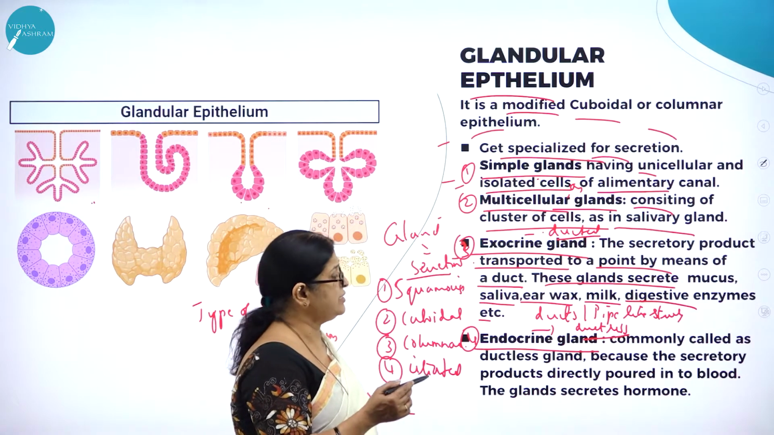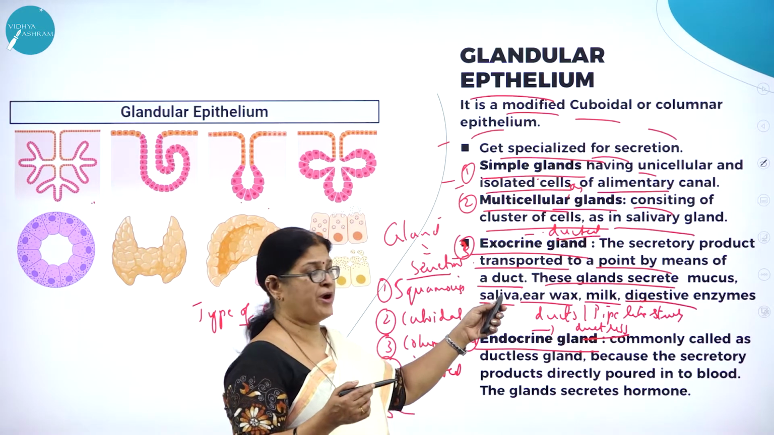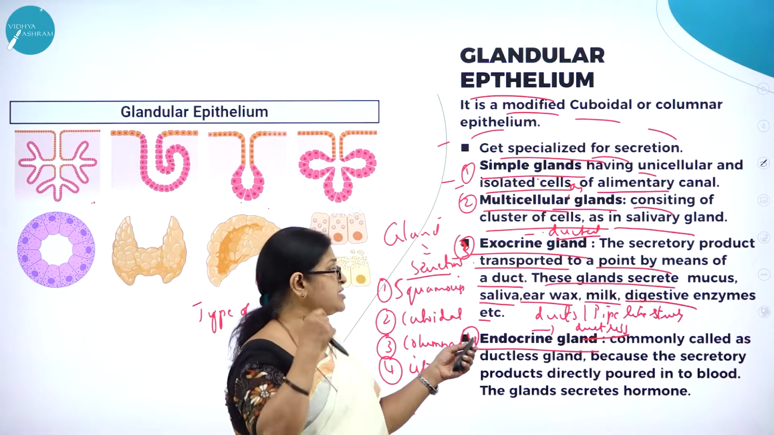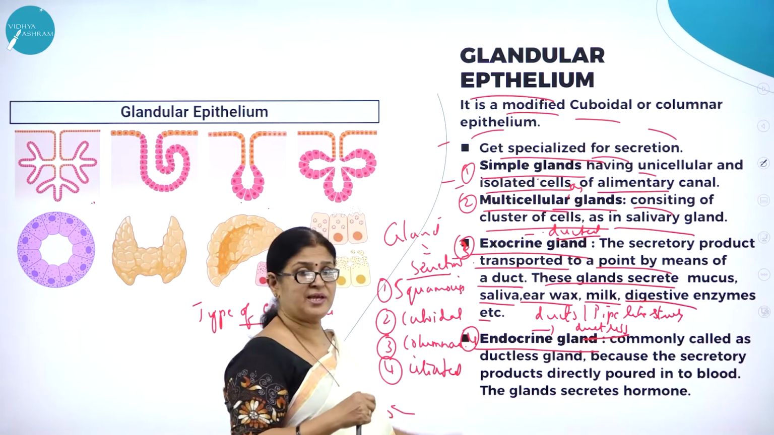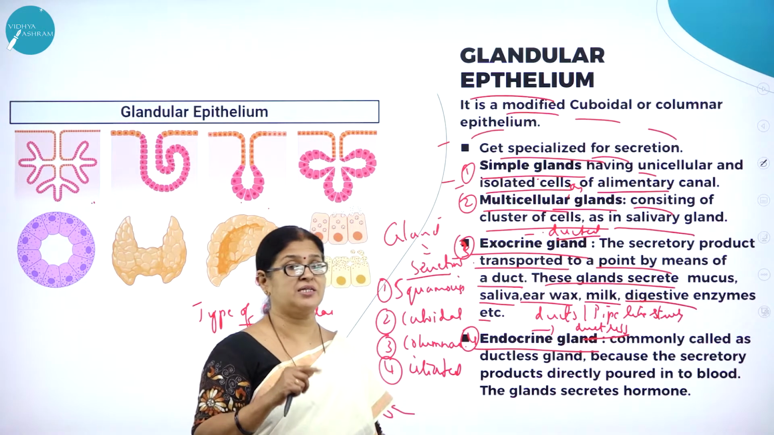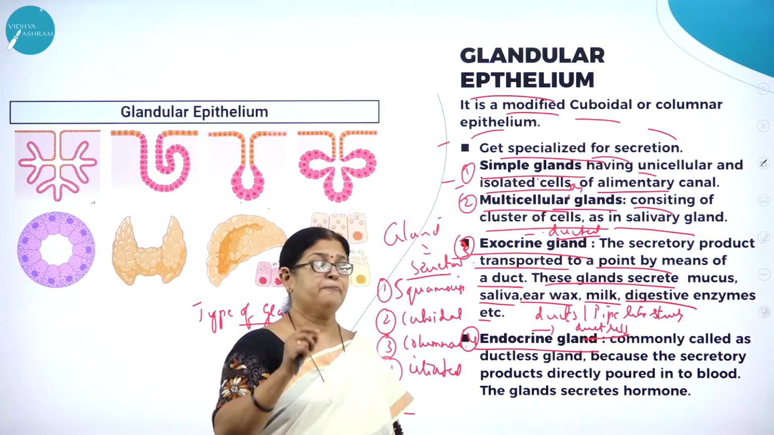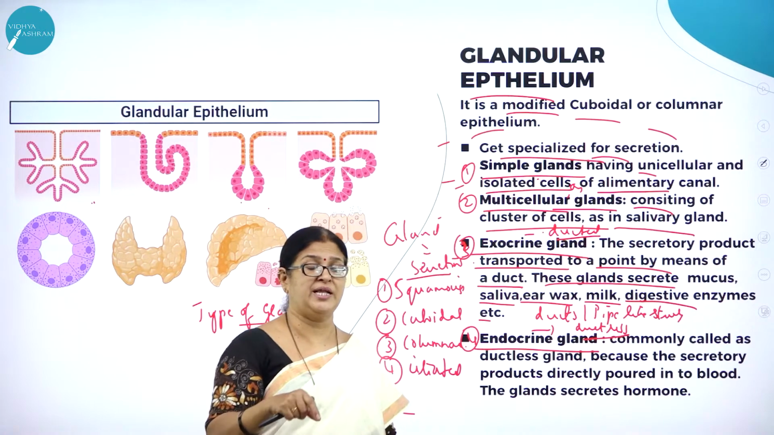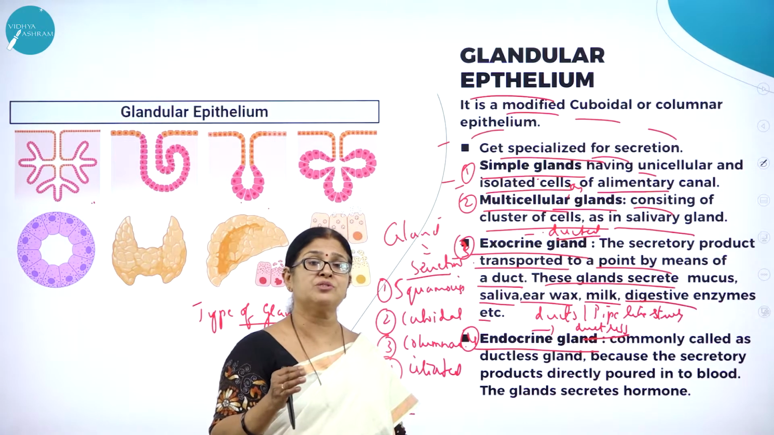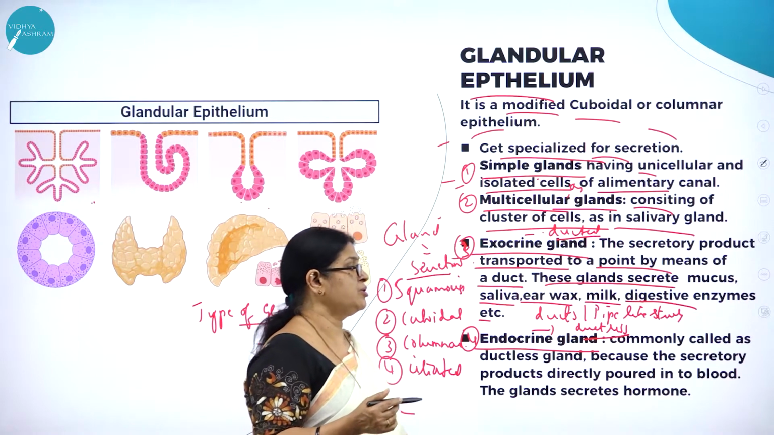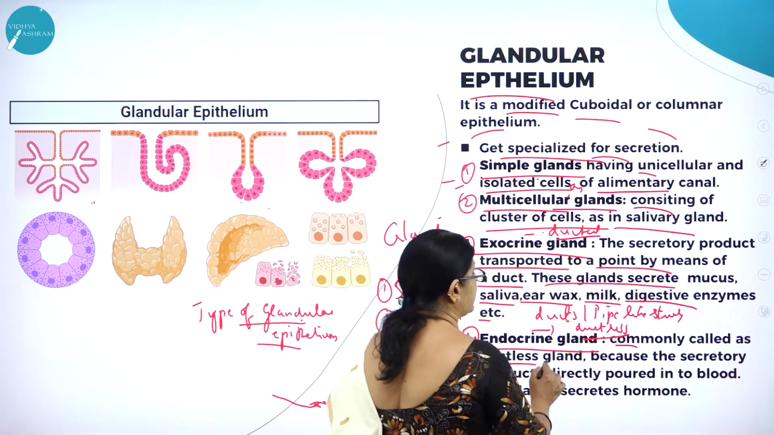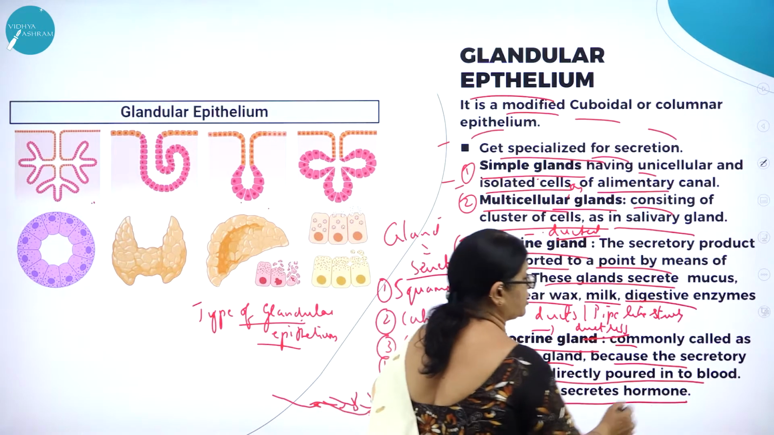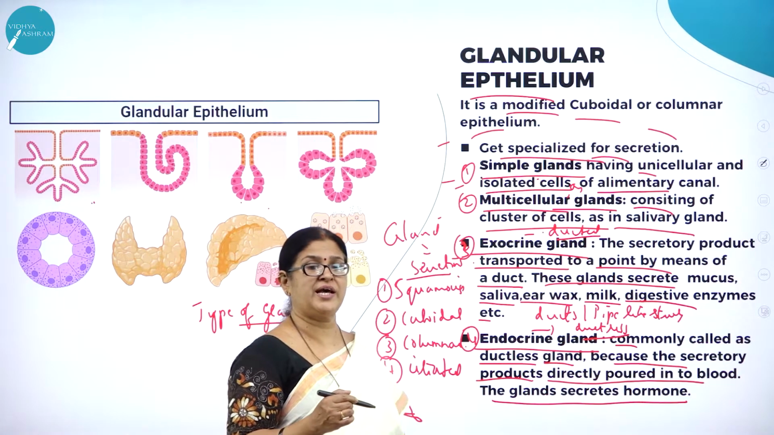So in exocrine glands, the secretions are transported to a point by means of a duct, and these glands secrete mucus, saliva, ear wax, milk, then the digestive enzymes, etc. Endocrine glands are called ductless glands. Why are they called ductless glands? Because the secretions here are called hormones, and they don't pass through ducts, but are directly poured into the bloodstream. So endocrine glands are commonly called ductless glands because the secretory products are directly poured into the blood. The gland secretes chemical substances, which we call hormones.